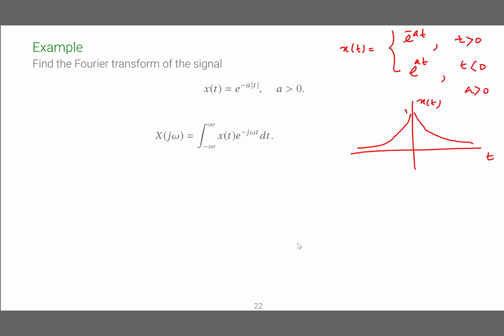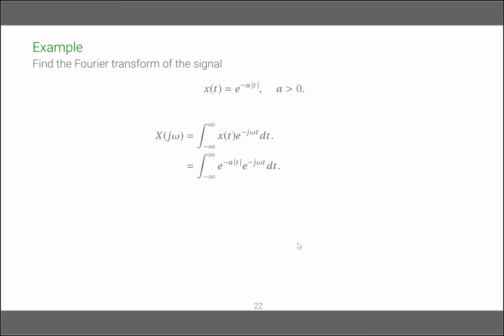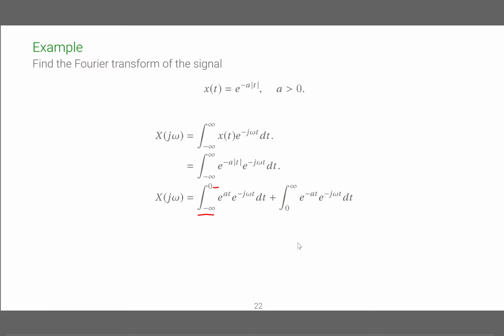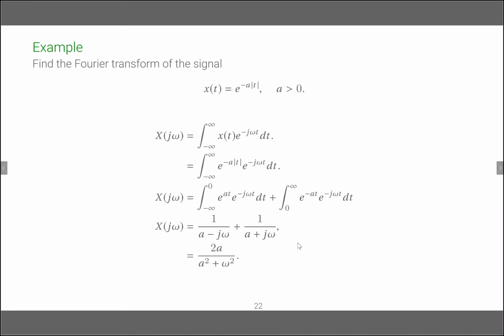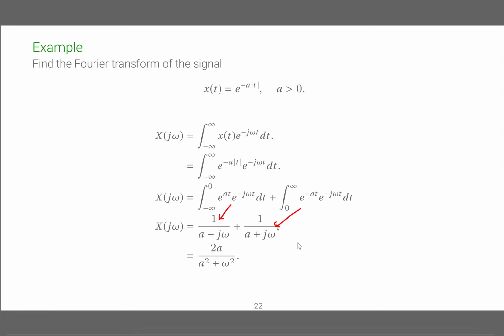Okay, now we can apply the Fourier transform analysis equation. So instead of x(t), we need to put e to the power of minus a modulus of t, times e to the power of minus j omega t, dt. So now we have to break this integral from minus infinity to 0, during that interval it is e to the power of at, and from 0 to infinity, it is e to the power of minus at. We do not go into details, but you can see that these are the expressions that you would get, inspired by the previous example.